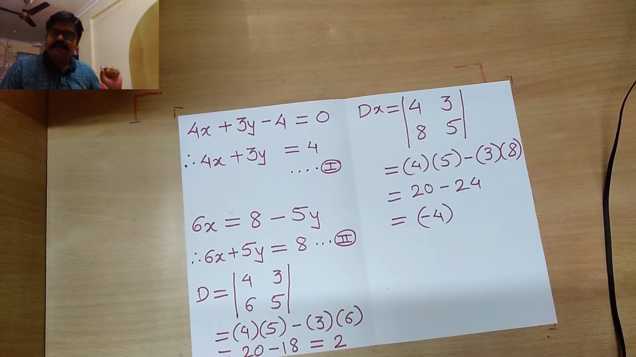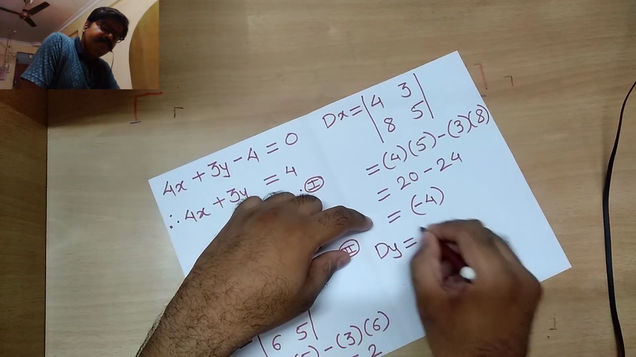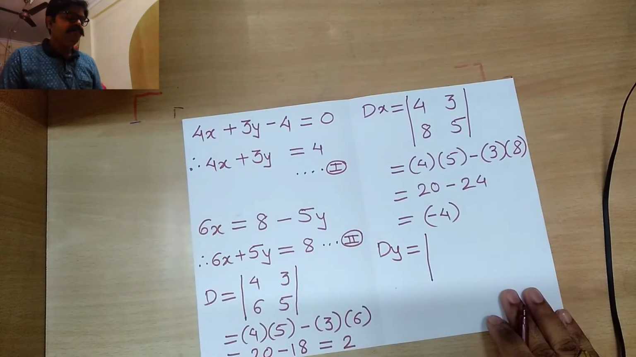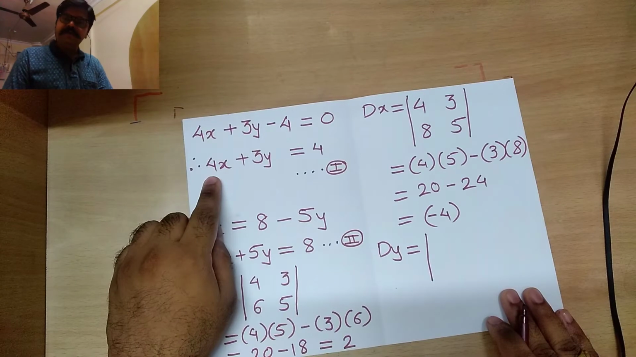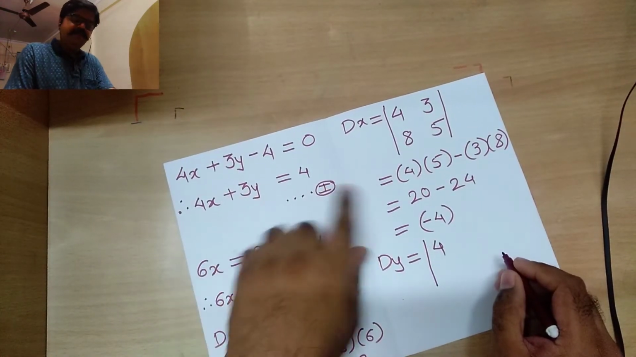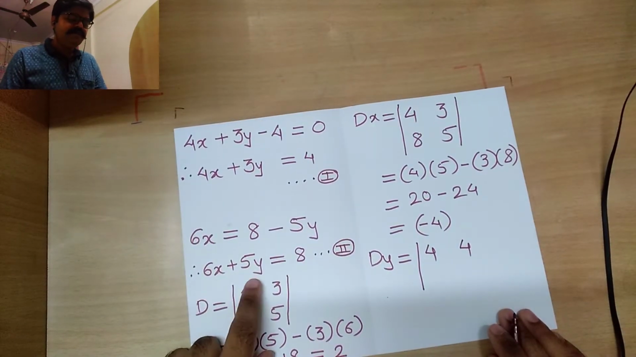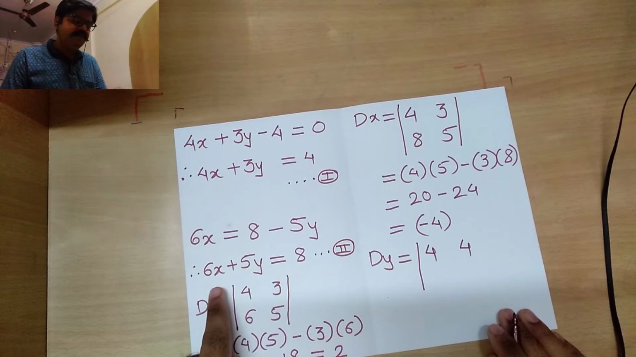Similar to Dx, we are also going to calculate Dy as well. So therefore Dy will be as usual 4. Instead of this 3 I am going to substitute 4, and instead of this 5 we will be substituting 8. Therefore 6, 8.